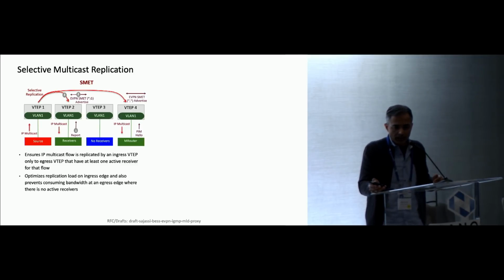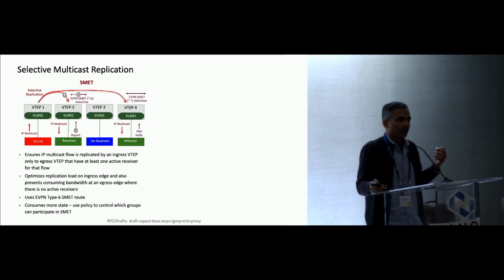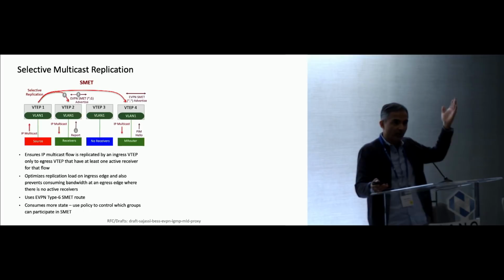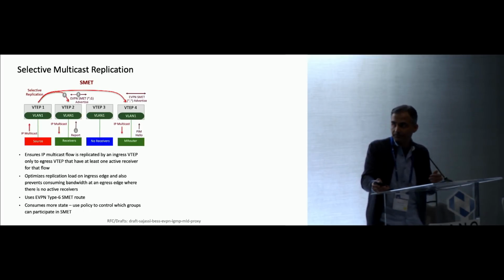So this uses type 6 SMET routes. Now, this requires state. Anything selective consumes state. So you can limit the amount of state consumed using a policy. You'd say, I'm only going to do SMET for a subset of my multicast groups. Everything else, for my high volume groups, for my low volume groups, I'm just going to do inclusive replication.